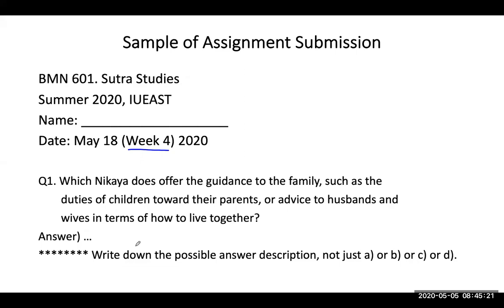And then next week, on the syllabus, I did not include Khuddaka Nikaya, but it's worthwhile to go over Khuddaka Nikaya. So next week, maybe we will study Khuddaka Nikaya and Abhidhamma Pitaka together, or maybe only Khuddaka Nikaya. Okay, so see you next week. Thank you. Bye.